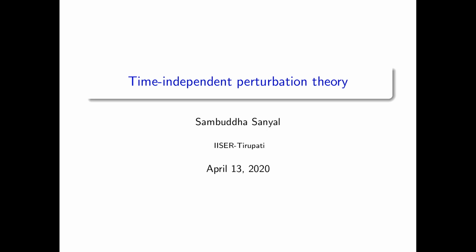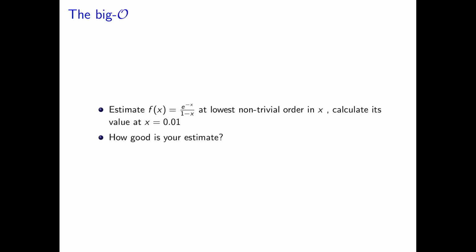So, we will start the topic by doing a simple mathematical exercise, and the exercise is estimating the function f(x) equal to e to the power minus x divided by 1 minus x at lowest non-trivial order in x, and use that form to calculate the value of the function at a small value of x, let us say x equal to 0.01. At this point I will suggest you pause the video and do it yourself.